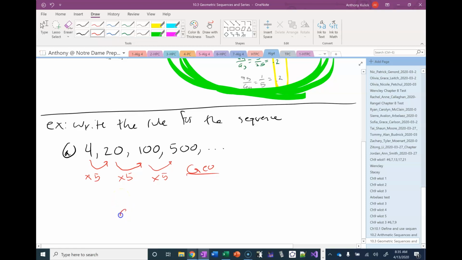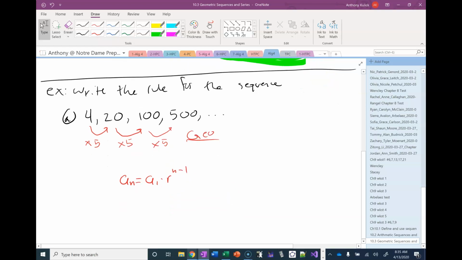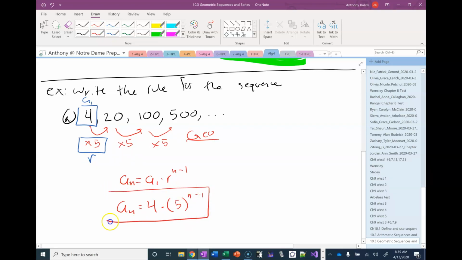Okay, since it's geometric, we know the formula that we're going to use is this one. So we want to write the nth term. So there's the nth term. And we need the first term. Well, that's the first term, times r, which is the common ratio. That's my r to the n minus 1. And I'm done. It's that easy.